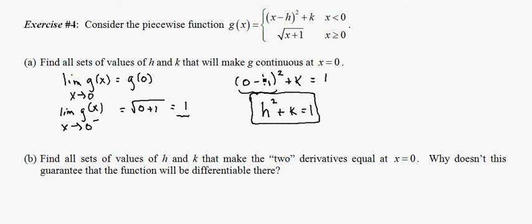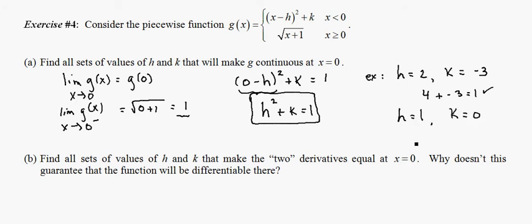That's actually our answer. What in the world does that answer mean? What it means is that if I pick any two values of h and k, and I square h and add k, and I get 1, then this function is continuous. For example, let's say that h was 2. If k was negative 3, this equation would be satisfied, right? I'd have h squared, which would be 4, plus negative 3, and I'd get 1. I could do this for quite a few different values. Let's say that h was 1. k would then have to be 0, because 1 squared would be 1, plus 0 would be 1.